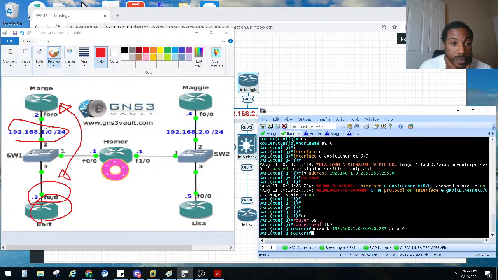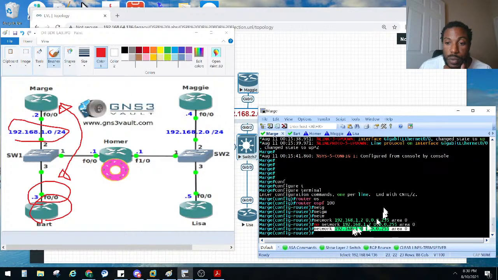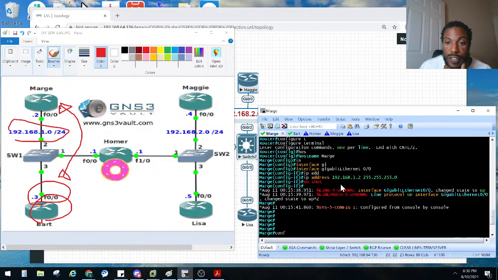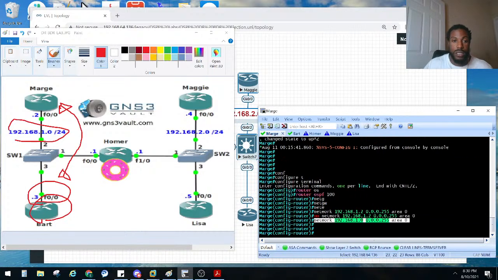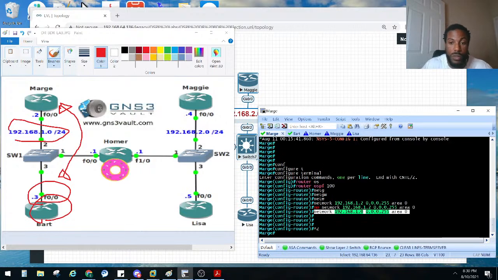Those two aren't neighbors yet. What's going on here? Did we turn up the interface? 192.168.1.3 is the 1.0 network, area 0. Did we put Marge over here in area 0 as well? We did. Is that interface up? No shut. They're not neighbors yet, so let's see what's going on here.